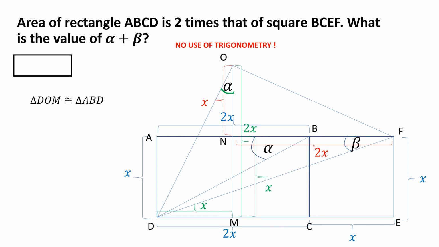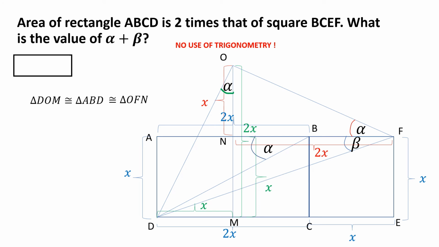So that makes triangle OFN congruent to triangle ABD as well as triangle DOM. As a result of this, the angle OFN, which is marked in red, should also be equal to alpha, right?